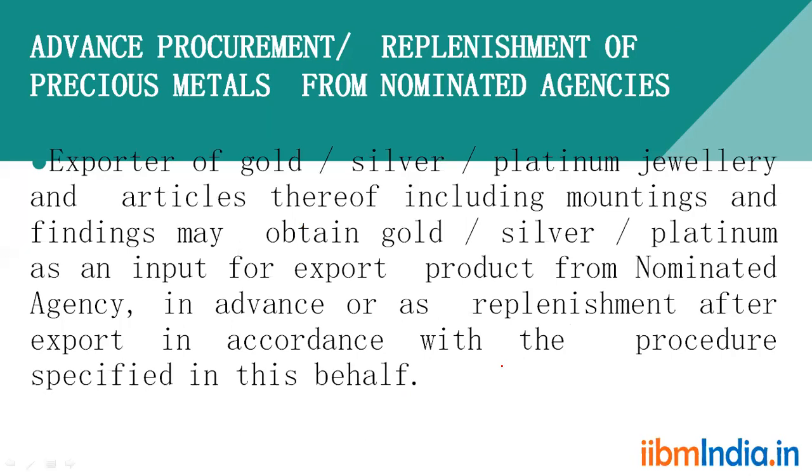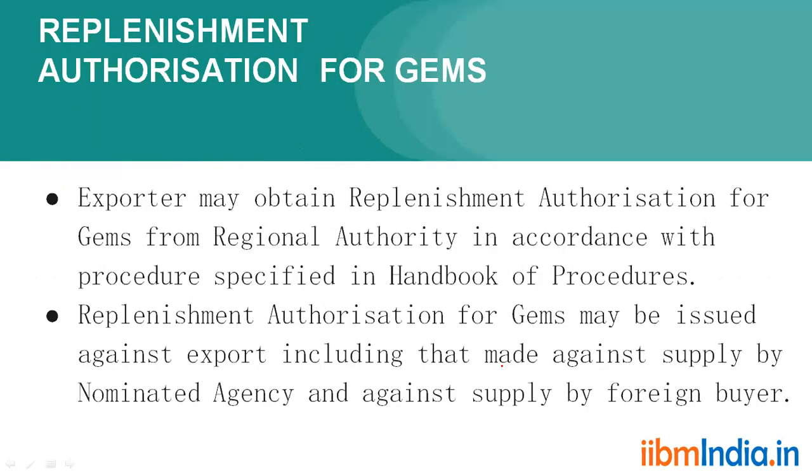So what is the advanced procurement, replacement of precious metals from nominated agencies? Exporters of gold, silver, platinum jewelry and articles thereof, including mounting and findings, may obtain gold, silver, platinum as an input for export products from a nominated agency in advance, with replacement after export in accordance with the procedure specified in this behalf.